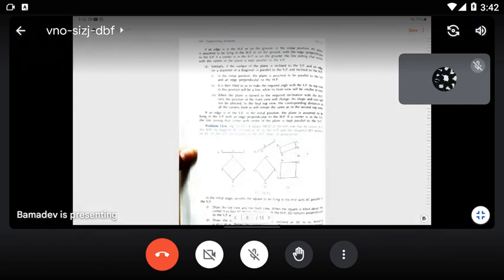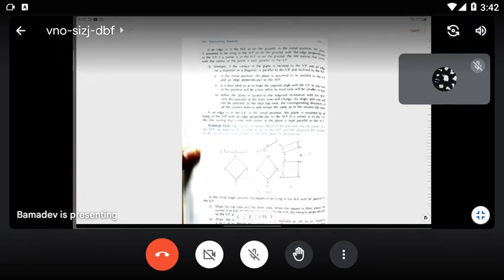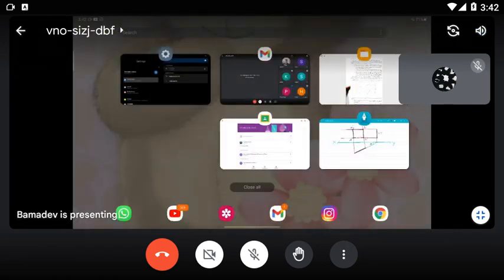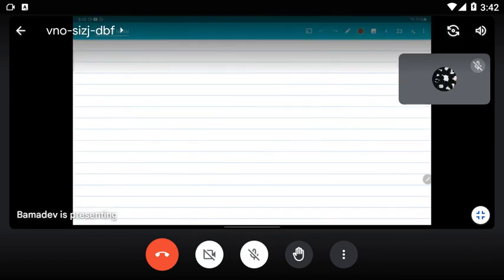So let me give you some problems so that you can do it on your sheet. By means of traces, each of the following planes.